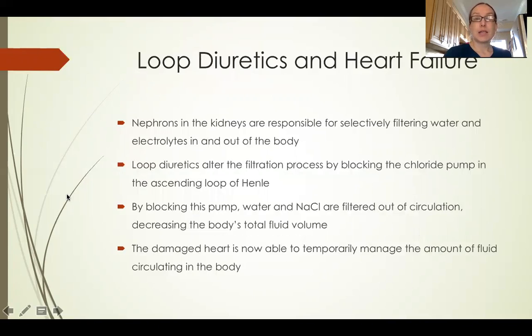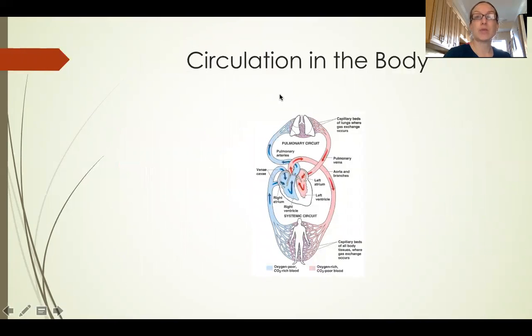Nephrons in the kidneys are responsible for selectively filtering water and electrolytes in and out of the body. Loop diuretics alter the filtration process by blocking the chloride pump in the ascending loop of Henle. By blocking the pump, water and sodium are filtered out of circulation, decreasing the body's total volume, and the damaged heart is now able to temporarily manage the amount of fluid circulating in the body. So this is how they work to help in this pathology of heart failure. Here's an overview of the circulation of blood in the body.